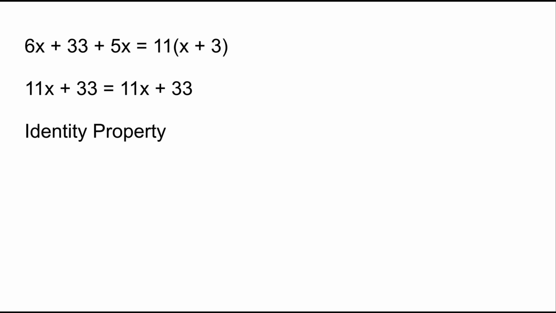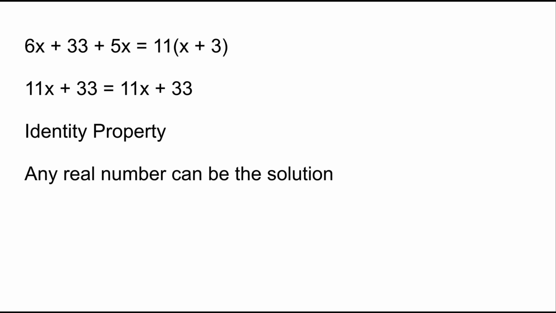Yes! So this is the identity property, and any number we plug in for x could make this true. If we put 1 in for x on both sides, it would always equal each other. 2, 3, or even a decimal, it would always work because it's exactly the same on both sides. And so therefore, any real number can be a solution to this equation.